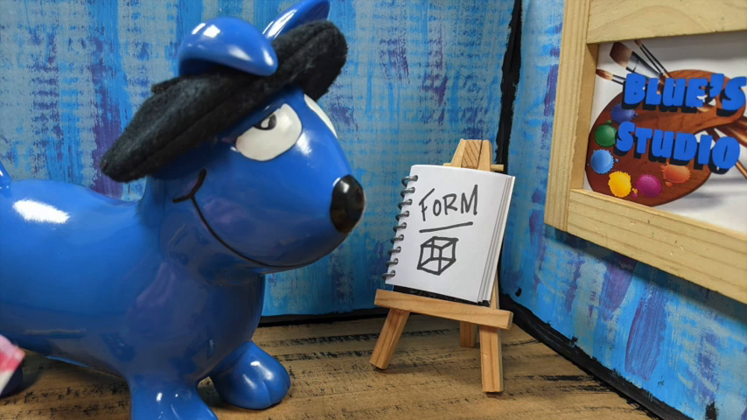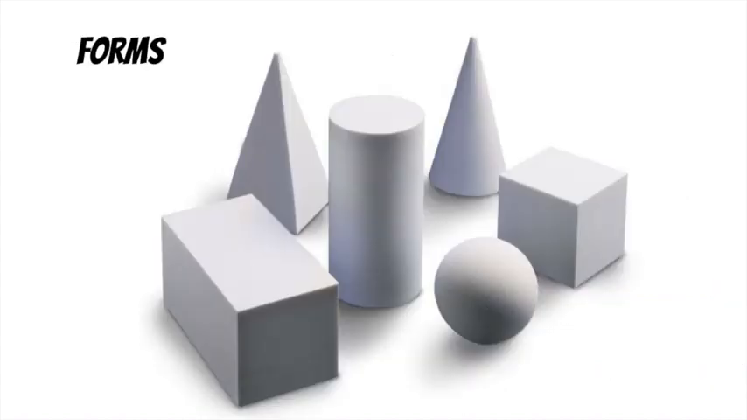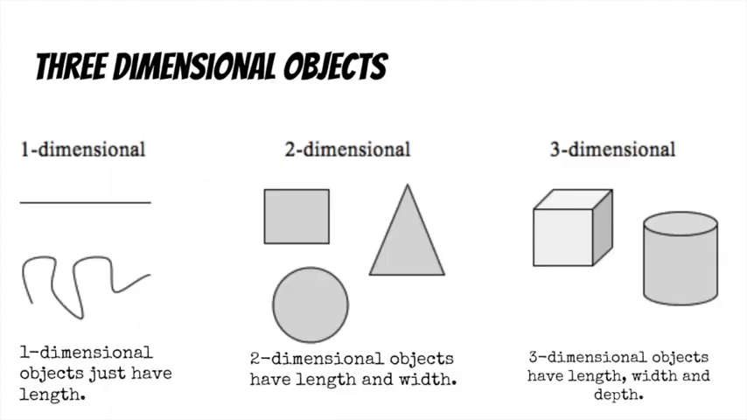Ooh, you want to learn about form? Ooh, that's a fancy element of art. I think you are right. Let's do it. Our next element of art is form. Yay! Form is a three-dimensional figure. Interesting stuff. So let's talk about three-dimensional objects.